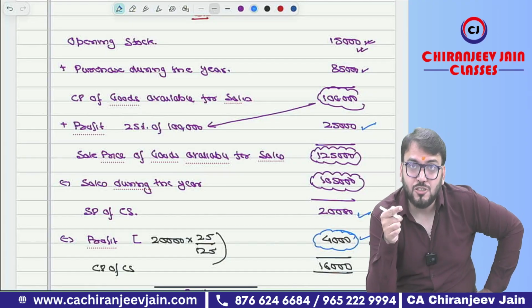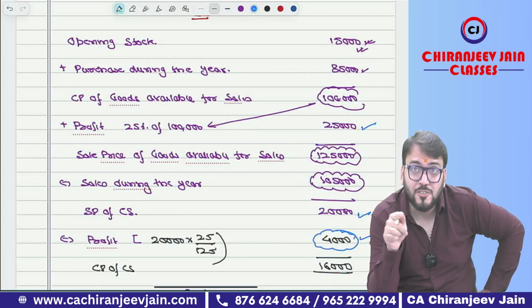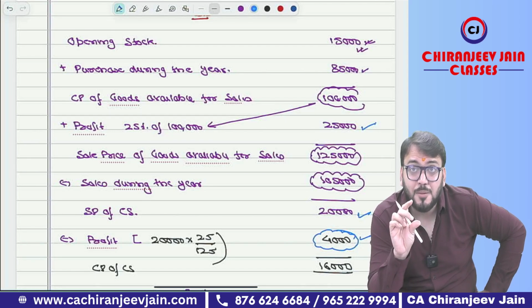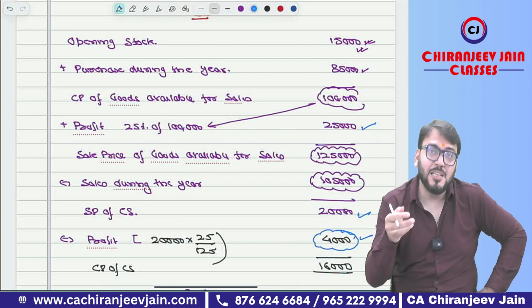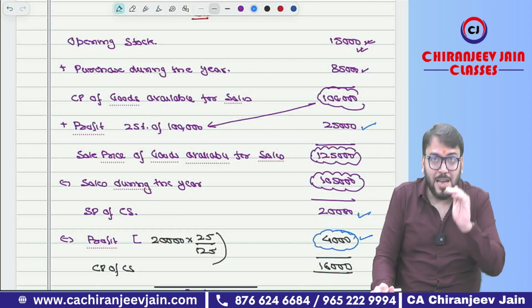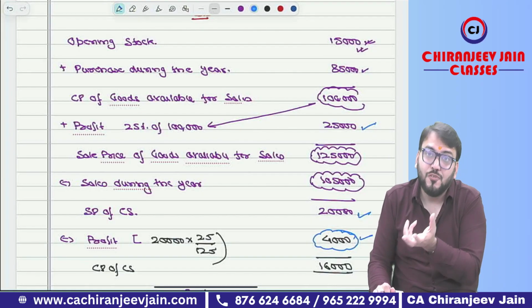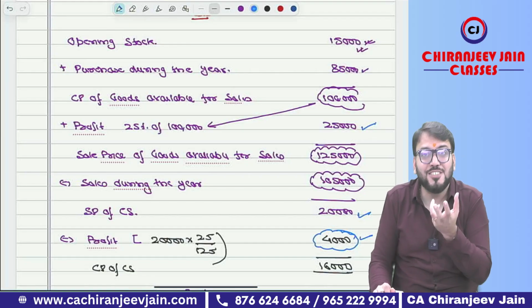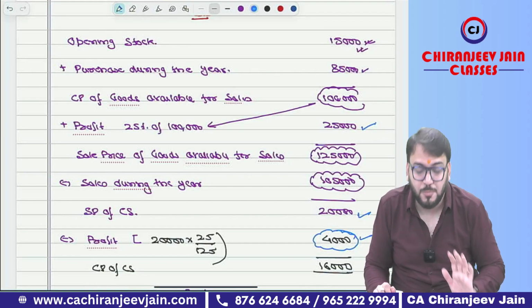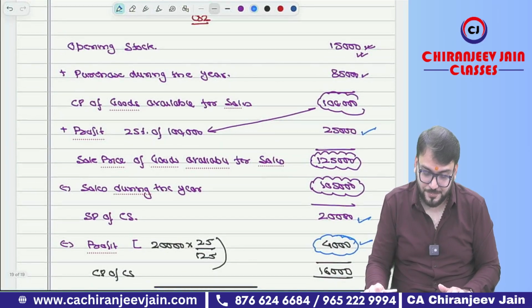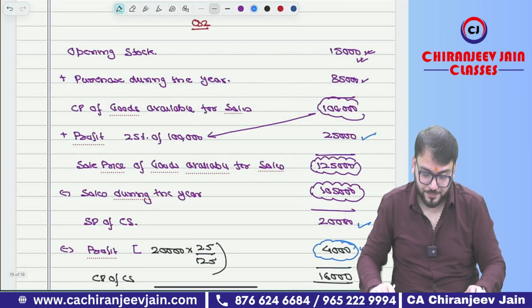What we have done? Opening stock at cost price, purchase at cost price. That is the cost price of goods available for sale. Now we have added profit on that. So that becomes the sale price of goods available for sale. From that, how much sale during the year? If you minus that, you'll get sale price of closing stock. From sale price of closing stock minus GP margin, that will be the cost price of closing stock. Understood? Correct. One more question.